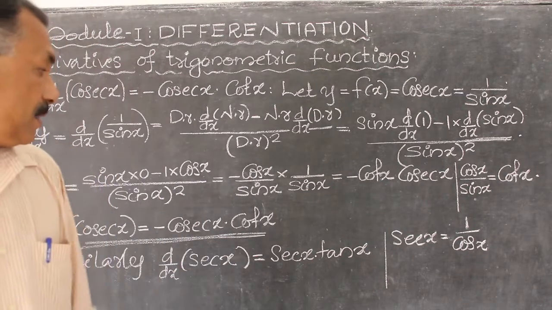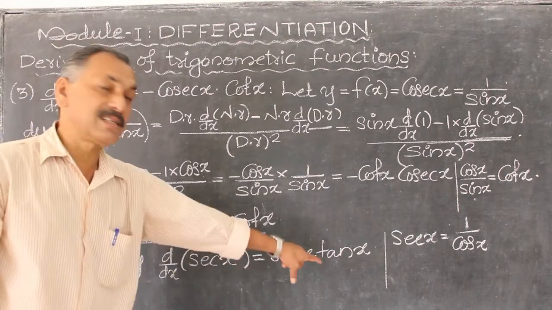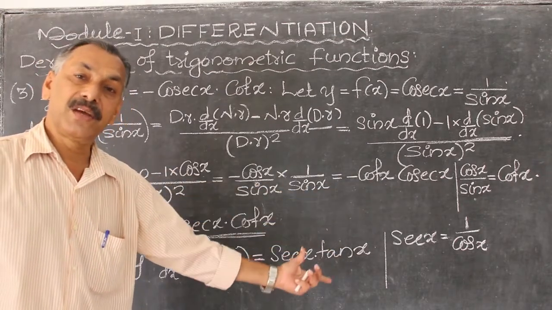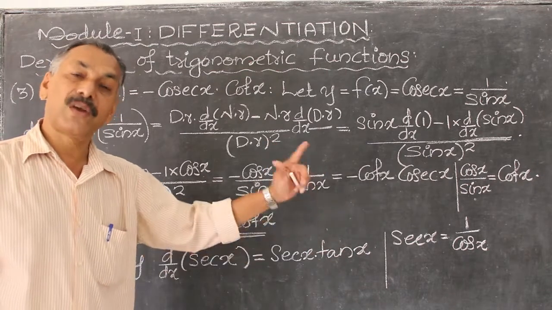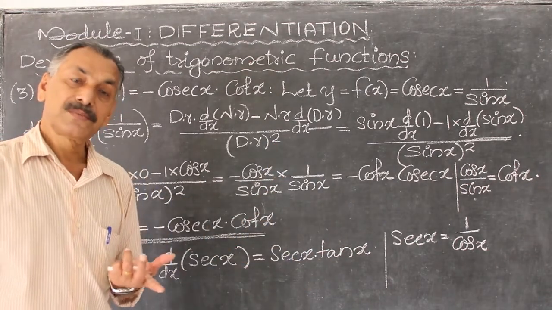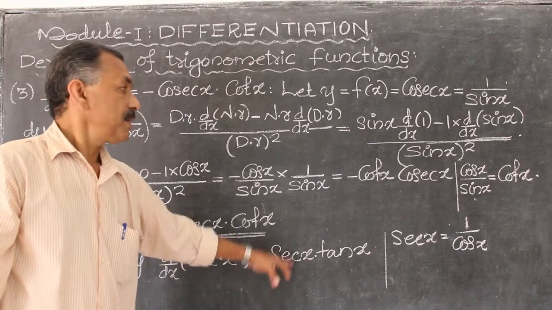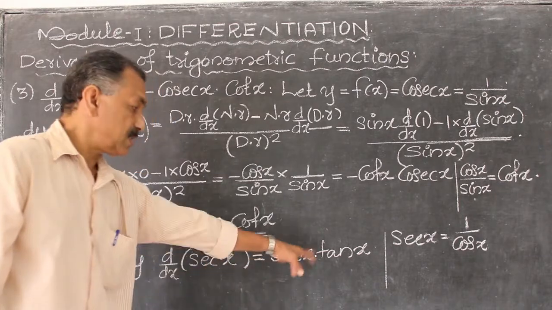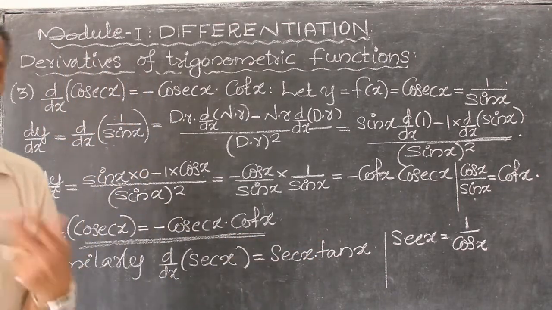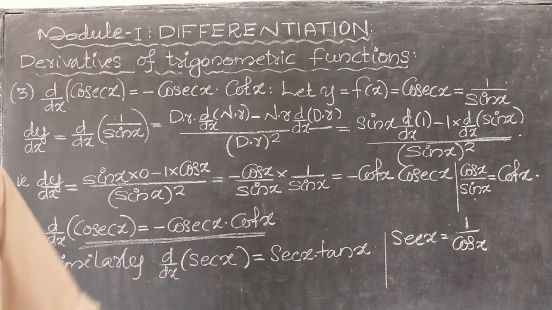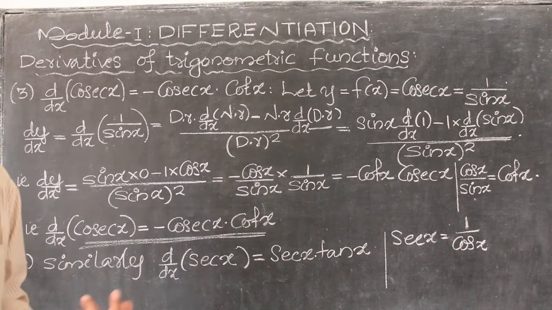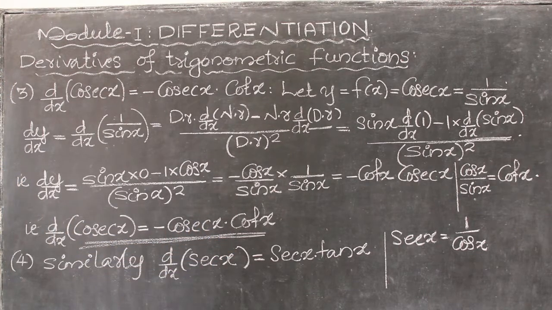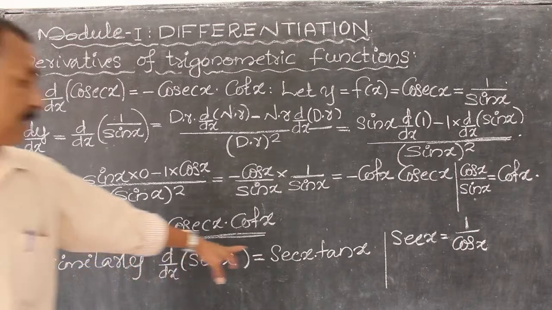Okay? Now the derivative of secant x is equal to secant x tan x. Here secant x is equal to 1 by cos x. Then to find the derivative of secant x, that is, to find the derivative of 1 divided by cos x, apply the quotient rule. That is complete. Otherwise, the derivative of secant x is equal to secant x tan x. That is the derivative here. Okay? The derivative of secant x is equal to secant x into tan x. This is the proof.